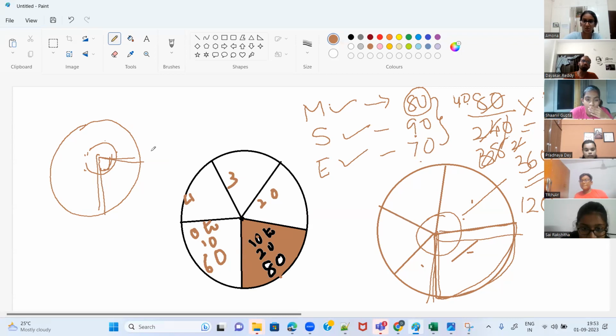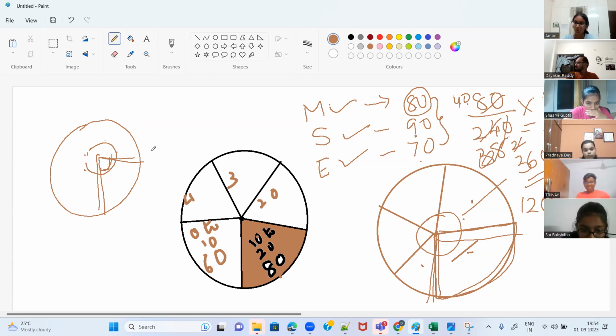But before that, what do you need to do? You need to draw the circle, right? How do I draw the circle? What are the steps I need to follow? Circle is drawn using the radius only, right? Take some radius, whatever is comfortable for you, and you need to use a compass.